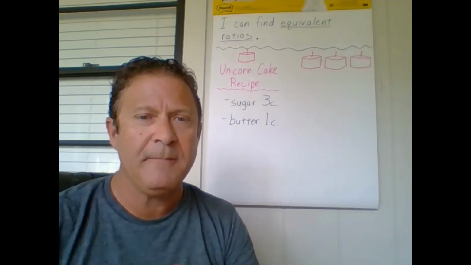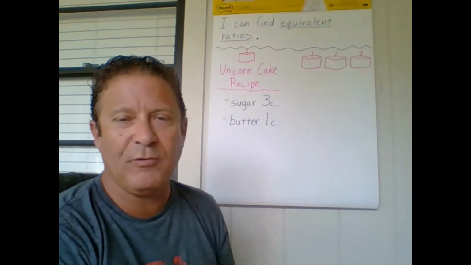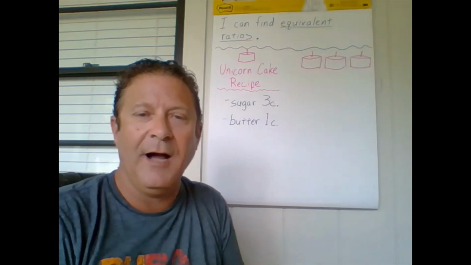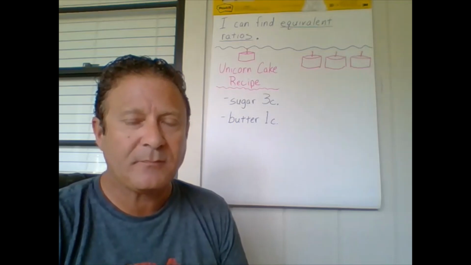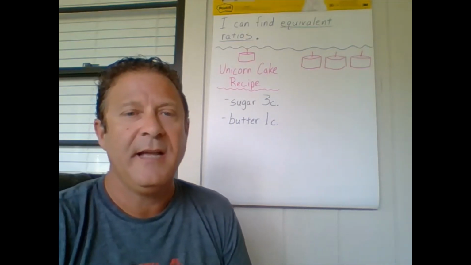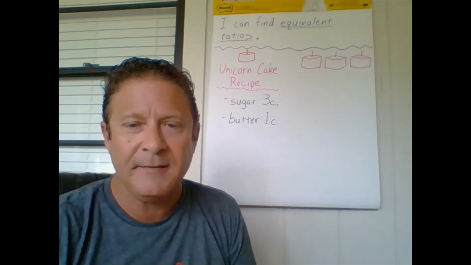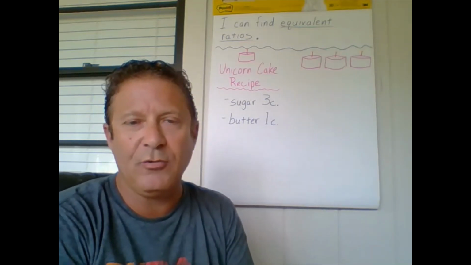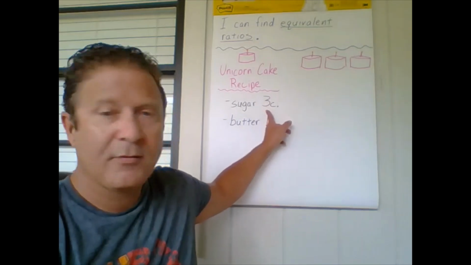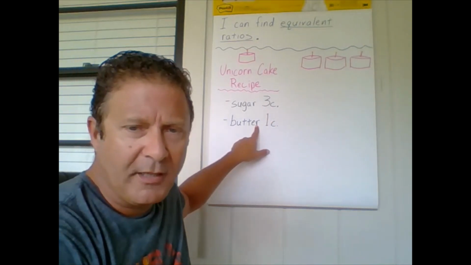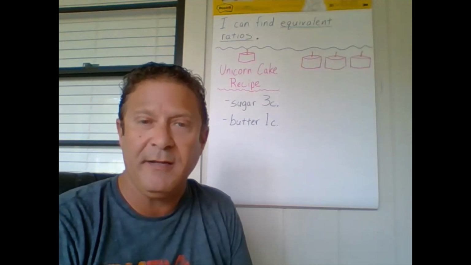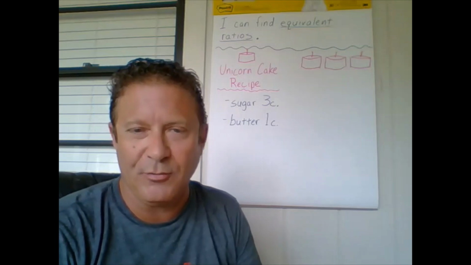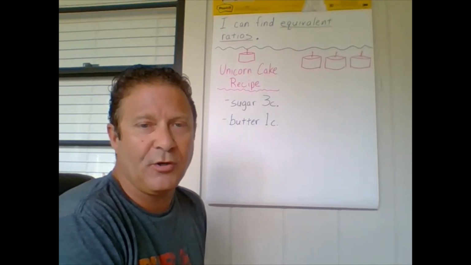As you can see, I have up on the wall here a recipe for unicorn cake. We're going to pretend that I'm having a big party and I want to make some unicorn cake. Here's my recipe to make one unicorn cake. My unicorn cake has 3 cups of sugar and 1 cup of butter. There are probably some other ingredients too, but I didn't list them all. I wanted to keep it simple, nice and easy. Plus, it's a magic unicorn cake, and if I told you all the ingredients, it wouldn't be magical anymore, would it? So, 3 cups of sugar, 1 cup of butter.